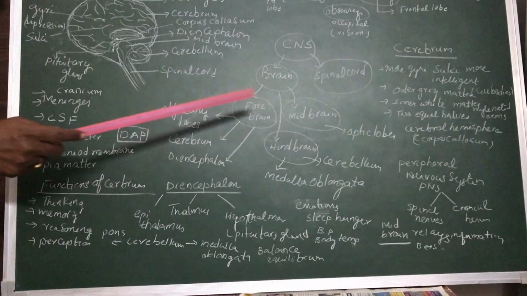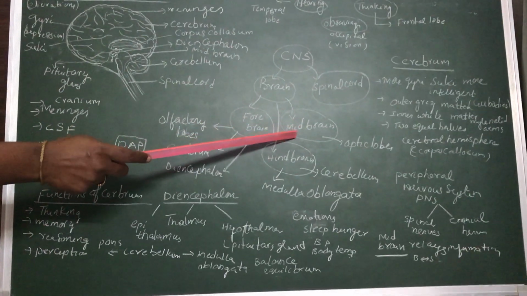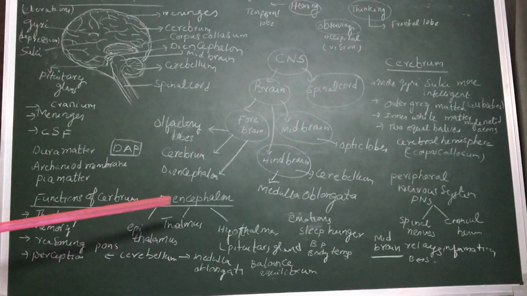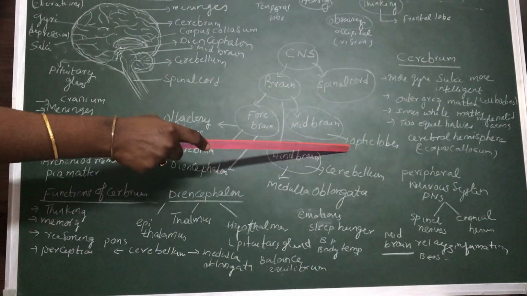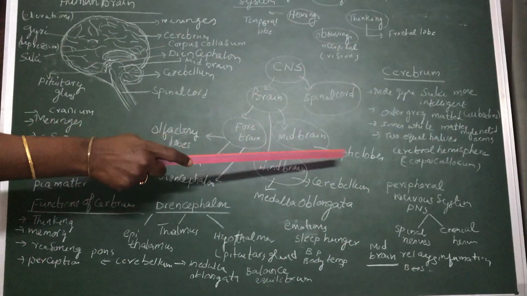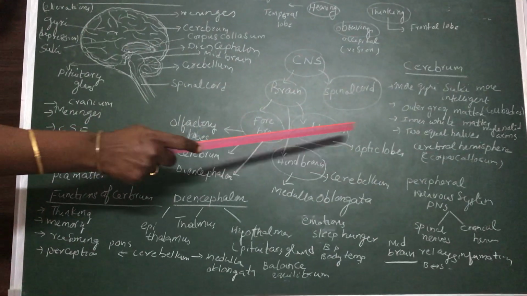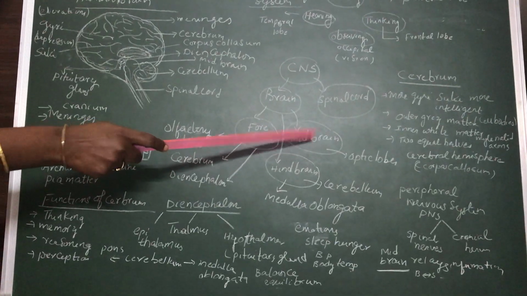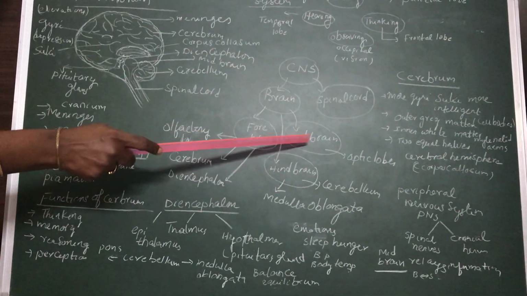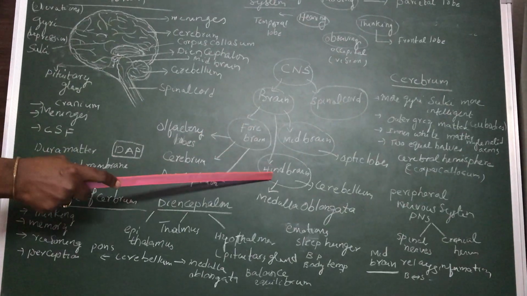The next part of the brain is called the midbrain. Midbrain consists of optic lobes, and optic lobes are responsible for the vision of our body. The midbrain is in between; it connects the forebrain and hindbrain.